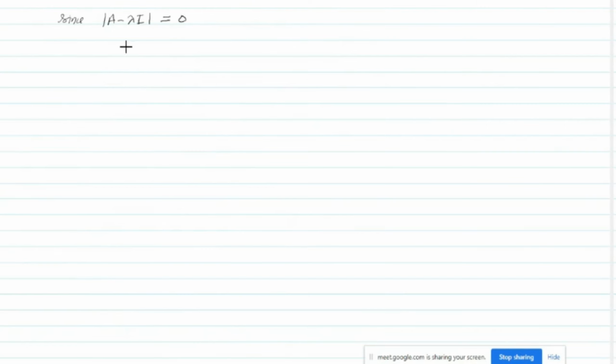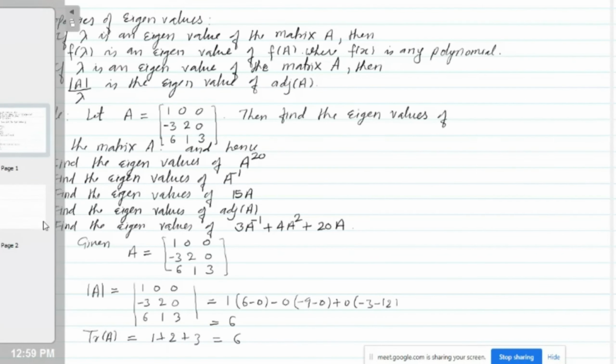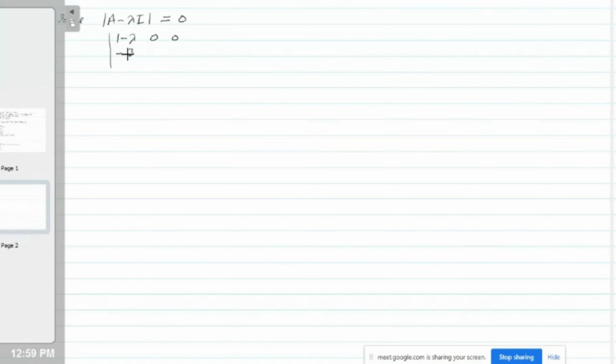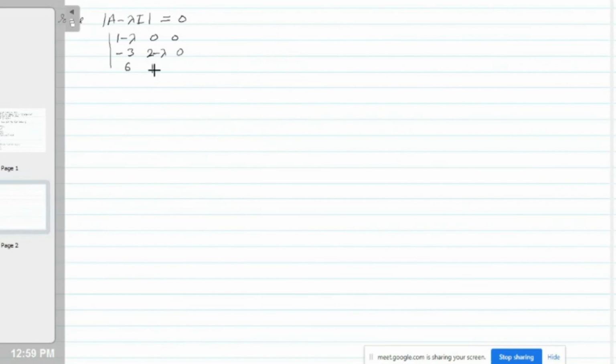So just write down here: 1 minus lambda, then 0, 0. The second row is minus 3, 2 minus lambda, 0. Lambda will be subtracted only from the diagonal elements. And in the last row, write 6 and 1 as they are, and then 3 minus lambda. Okay, and this is equal to 0.